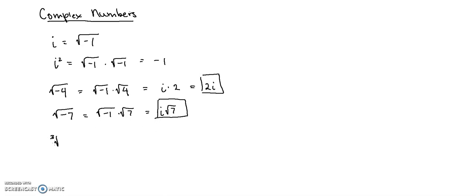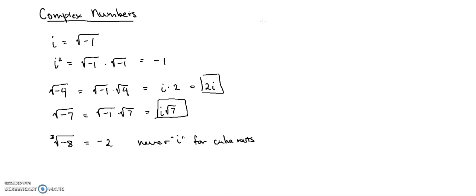Now, do note that if we have the cube root of -8, we never had a problem with this. This is a real number. The cube root of -8 is still -2. We never have i for cube roots. We've always been able to take cube roots. i only comes into play for square roots of negative numbers, which we didn't have before.